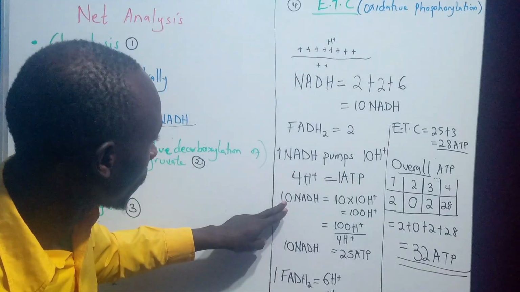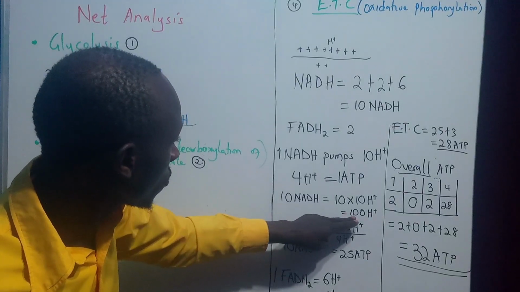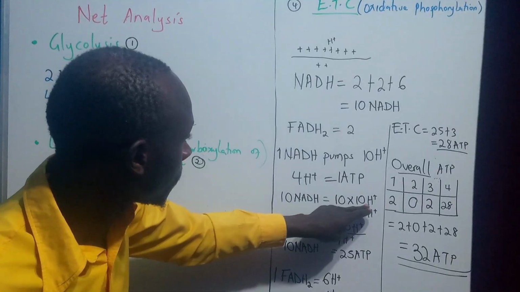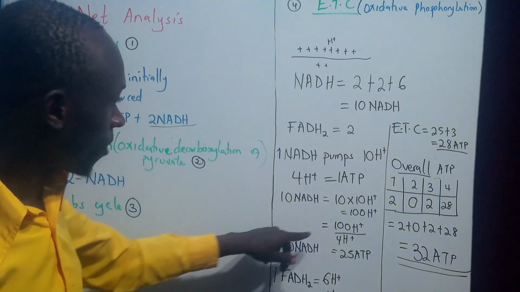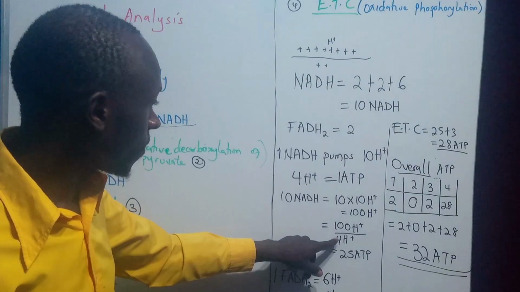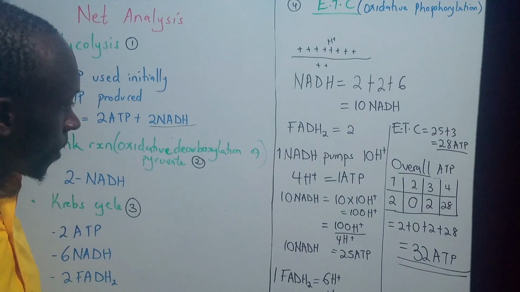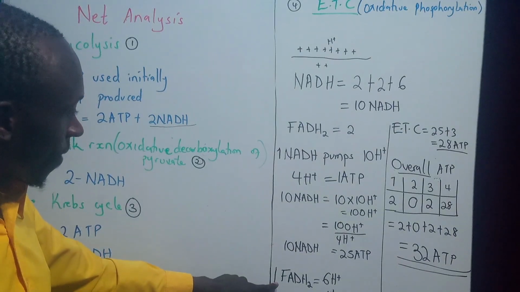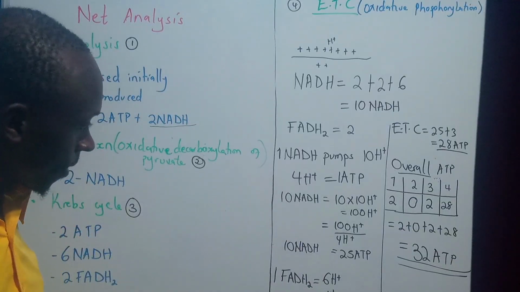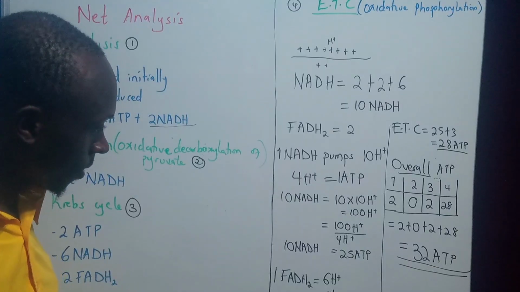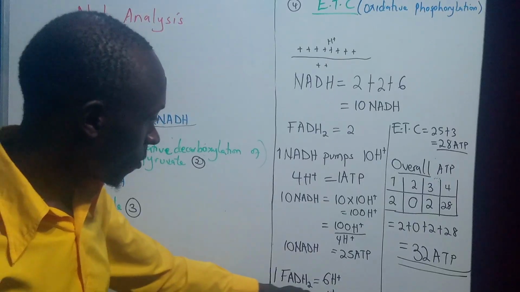Though I've just given a simple calculation here to see how many hydrogen ions are going to be pumped. If you have 10 reduced NAD molecules, they are going to pump 10 times 10 hydrogen ions, giving us 100 ions. The 100 ions in total give us 100 divided by 4, a total of 25 ATP molecules. Lastly, we can have FAD. A single FAD produces fewer hydrogen ions, only 6. When you divide the 6 hydrogen ions by 4, it gives you a total of 1.5 ATP.